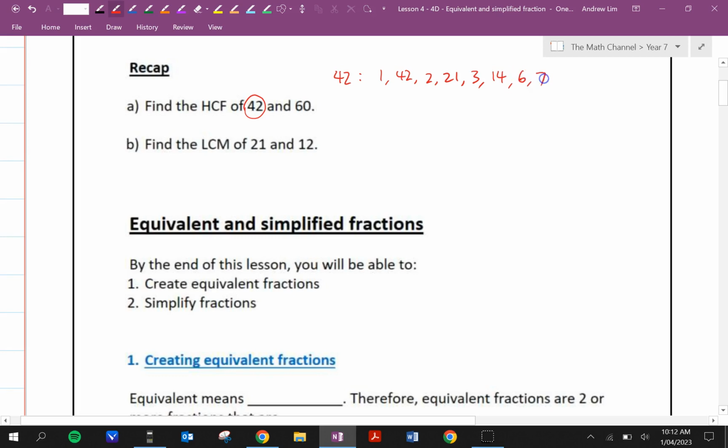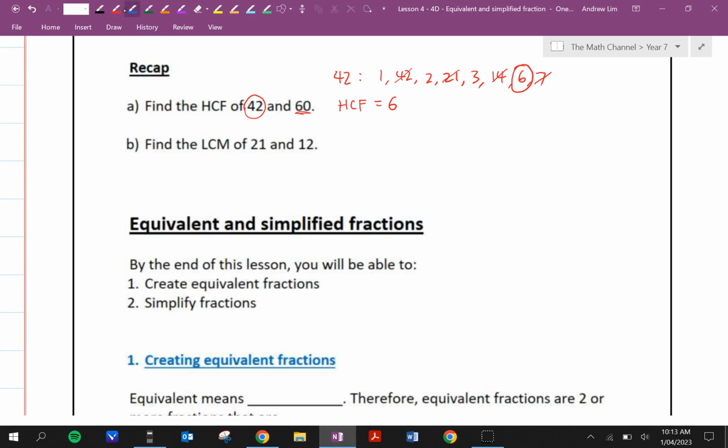6 and 7. And so from here, I'm going to be looking at 60, and then I'm going to see if I can divide 60 by the highest number. 42, no. Can I divide 60 by the next highest number? 21, no. Can I divide 60 by 14? No. Can I divide 60 by 7? No. Can I divide 60 by 6? Yes. So the highest common factor is 6.